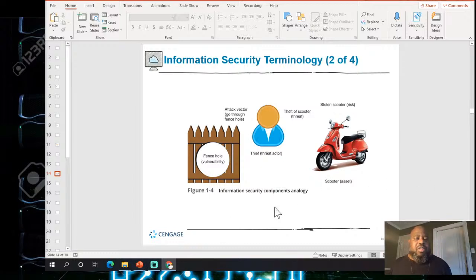So that's kind of the information security component analogy. So that's what the slide's calling it.